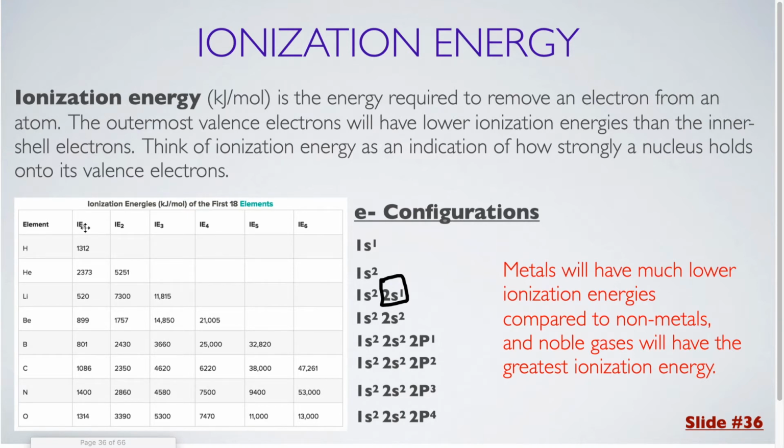In general, as we go down our list here, we can see that it is going to increase significantly as we get towards our nonmetals. We know that nonmetals are more likely to want to gain electrons to become like a noble gas, as opposed to a metal, which is likely to want to give up electrons.